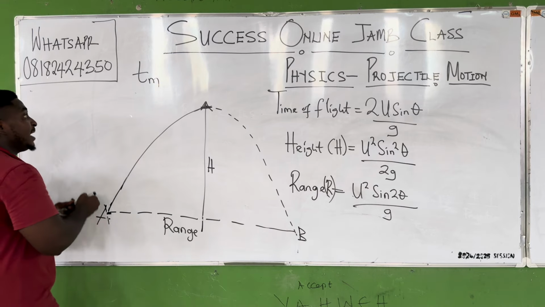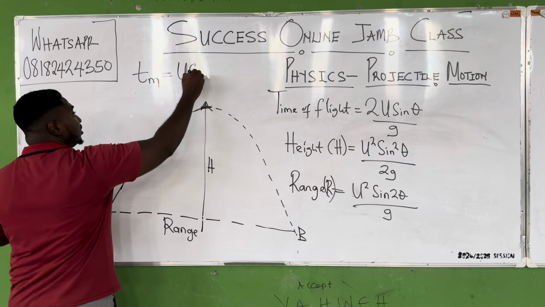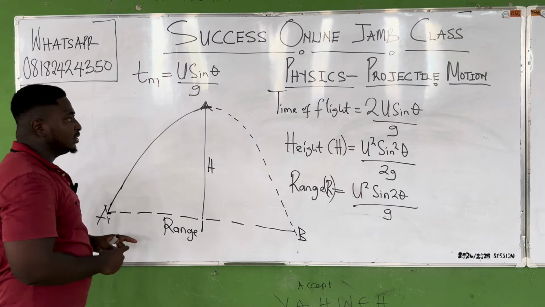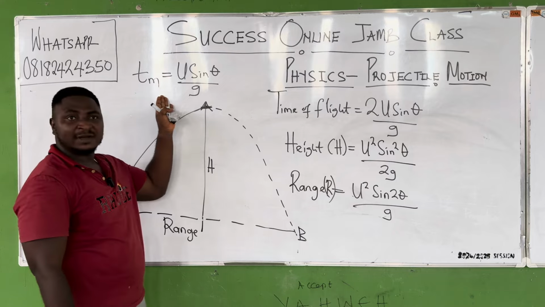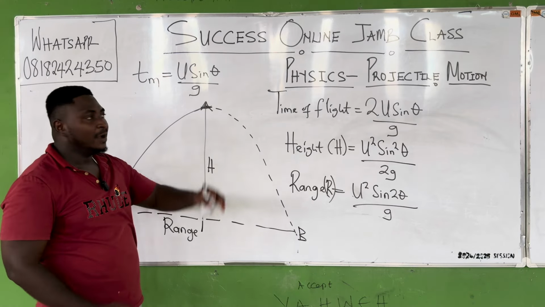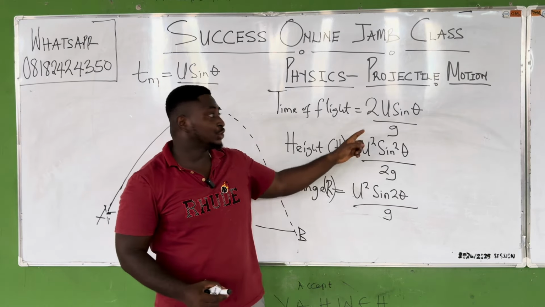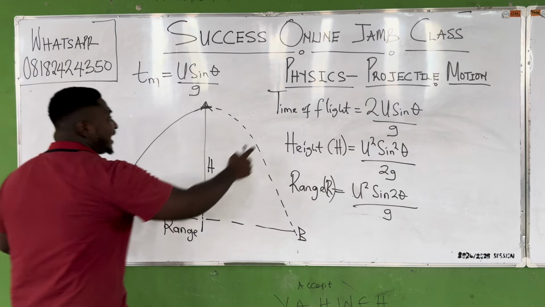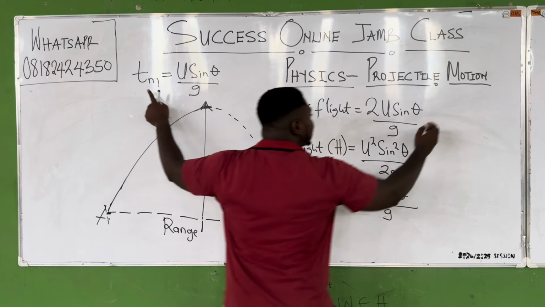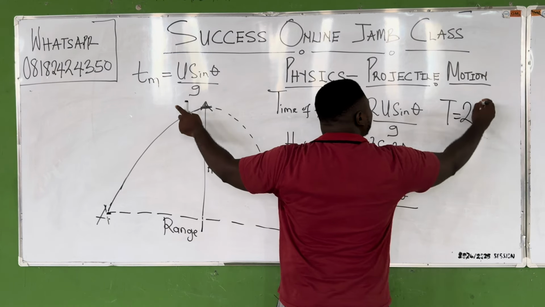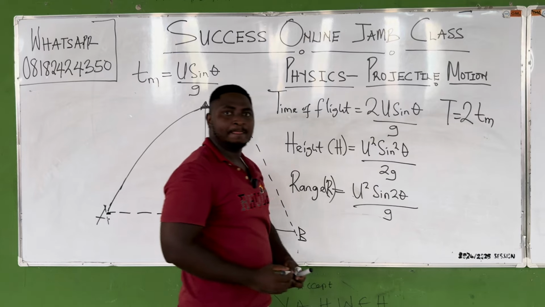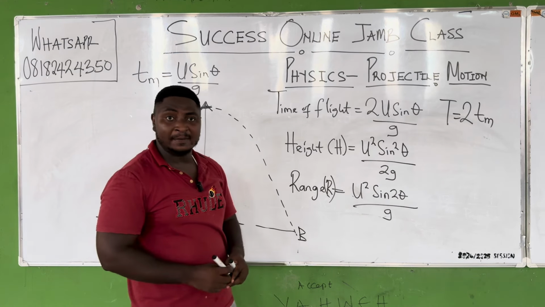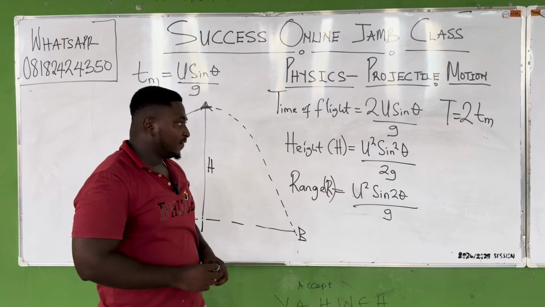And the formula for the time to attain maximum height is U sine theta all over g. So you can see that the formula for time to attain maximum height is U sine theta all over g. But the formula for the time of flight is 2U sine theta all over g. So therefore, we can say that the time of flight, big T, is twice the time to attain maximum height of the projectile. Please take note. Very, very important.